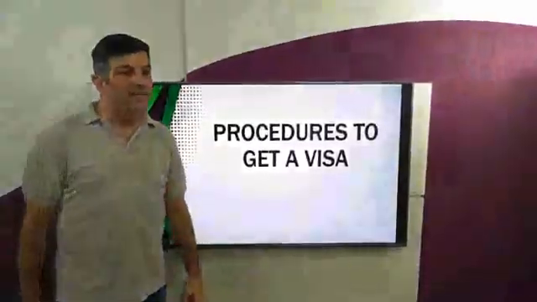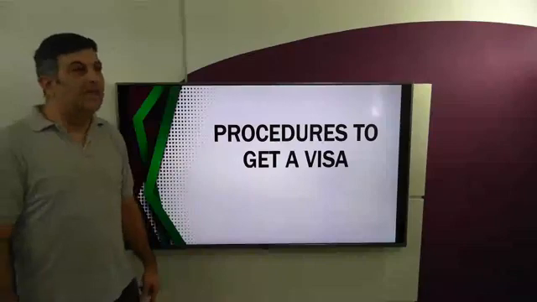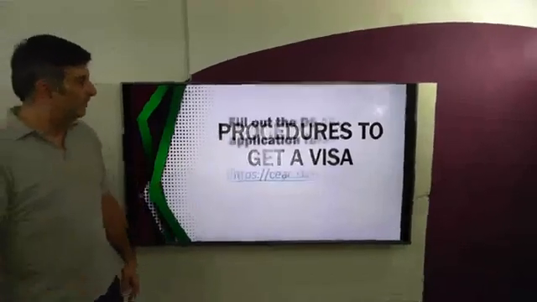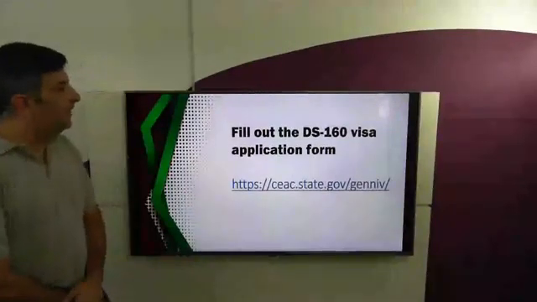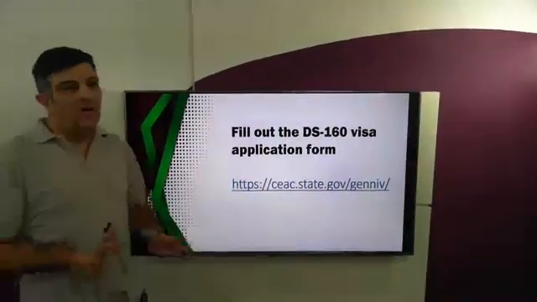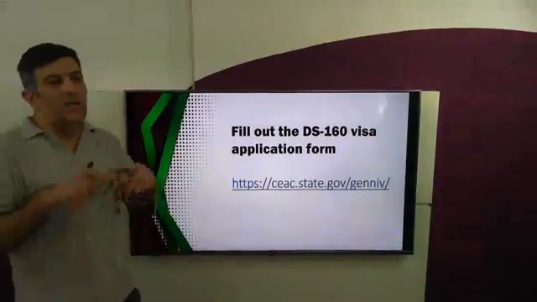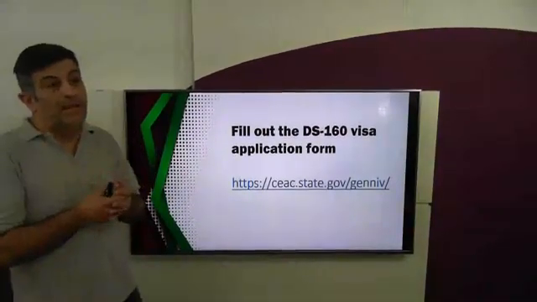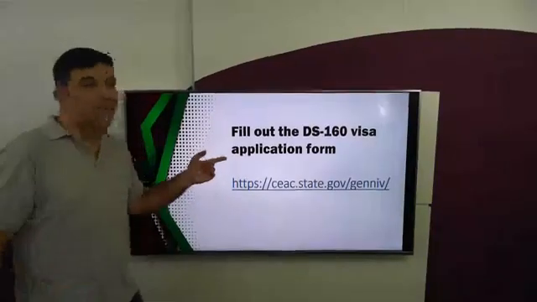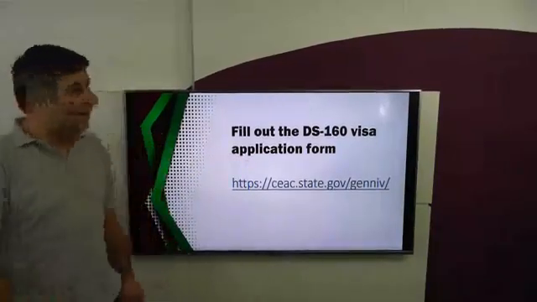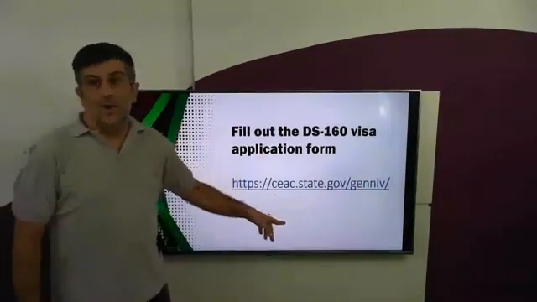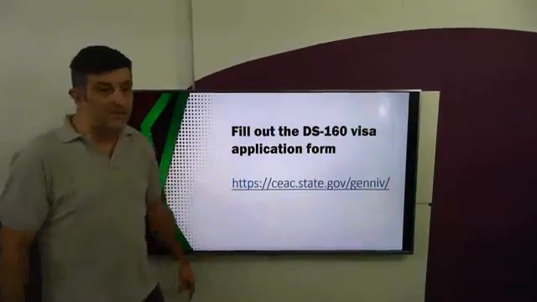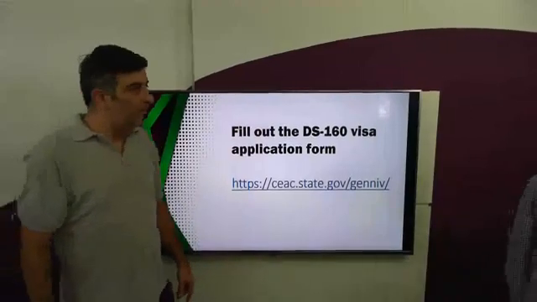Procedures to get a visa. Now you have some procedures to get a visa. Fill out the DS visa application form. It's a kind of form you can write, okay, to get your visa. Okay, you can get these on this website. Okay, in this website.